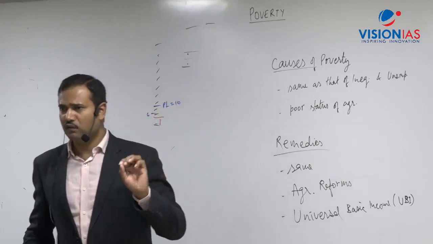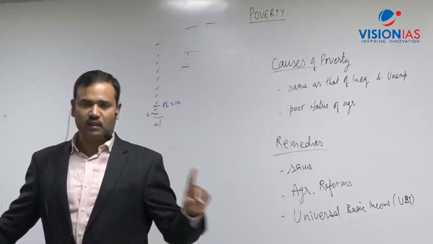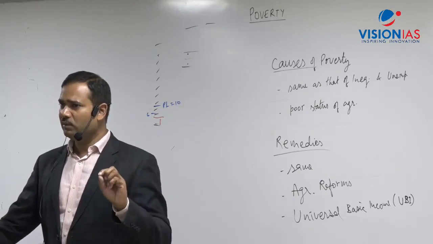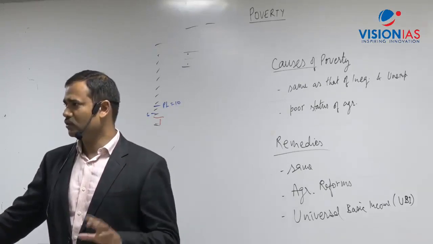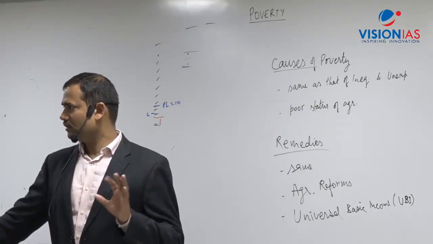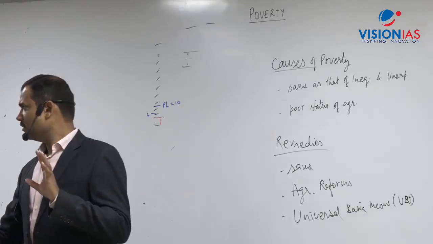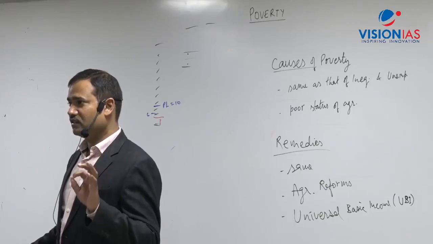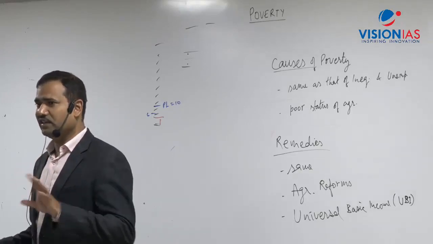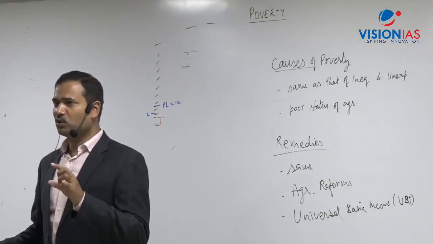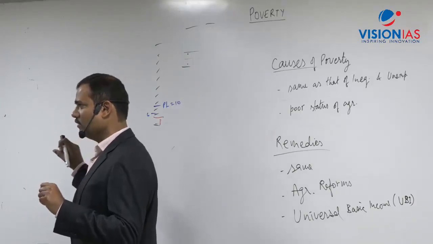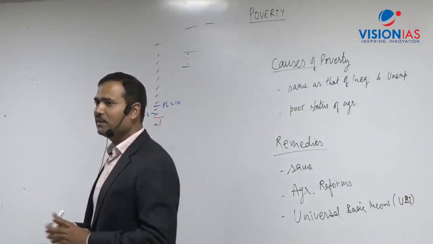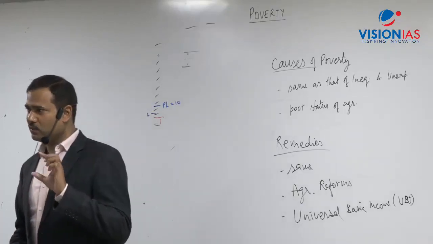Let us suppose the government can transfer money equal to the poverty line into the account of everybody, then poverty will be eliminated immediately. Yes or no? Yes, poverty will be eliminated immediately. Because who is poor? Who is not getting maybe 32 rupees? If everybody is getting 32 rupees per day, then nobody is poor, even if a person's income may be zero. So poverty can be eliminated immediately.